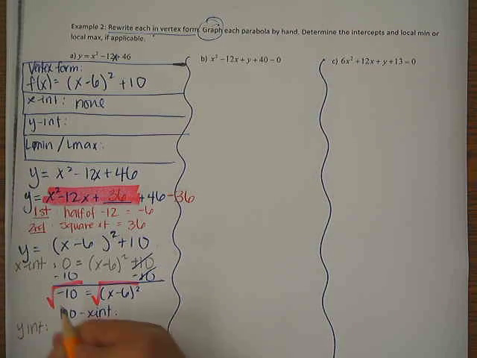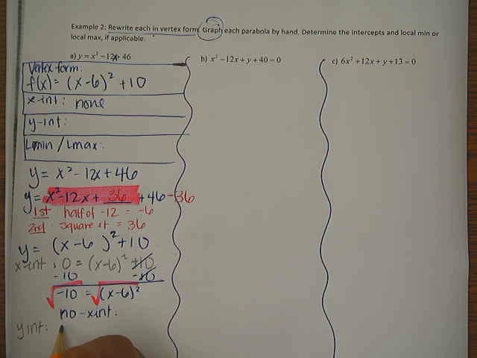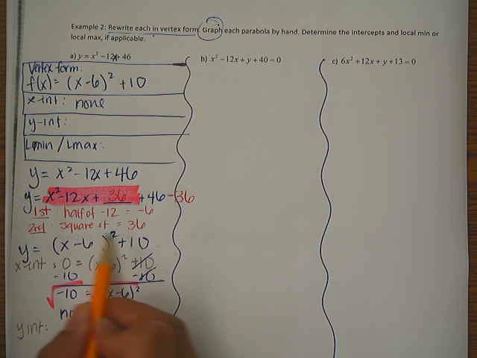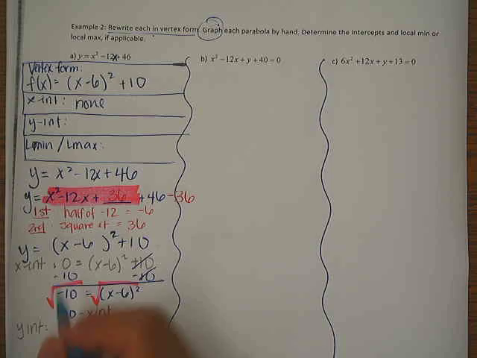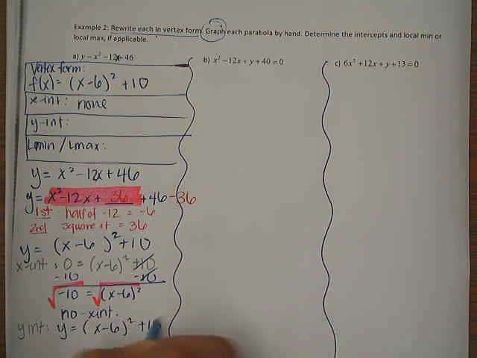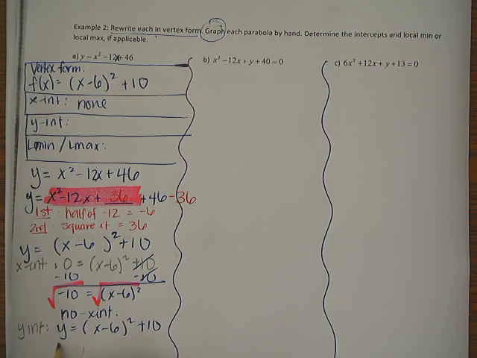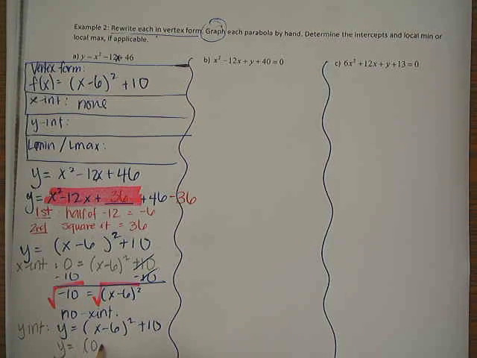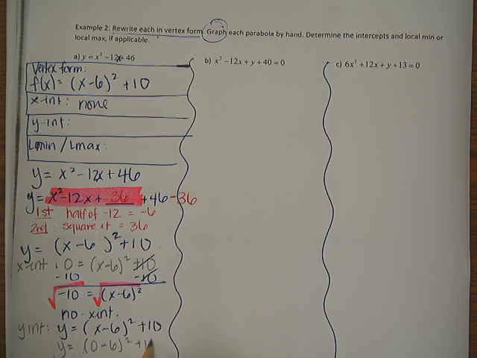Y-intercept, y-int, is when x is 0. So here's my equation. Okay? Again, we're using the same equation. Y equals x minus 6 squared plus 10. Y-int is when x is 0. So here we go. Y equals 0 minus 6 squared plus 10.